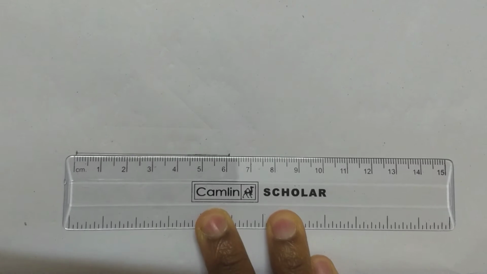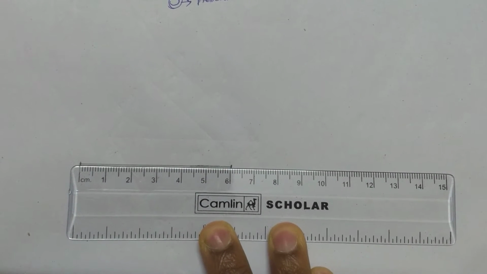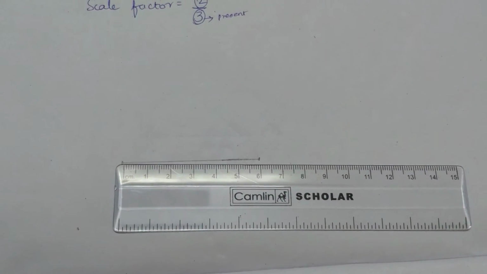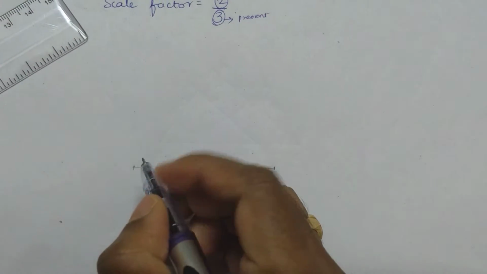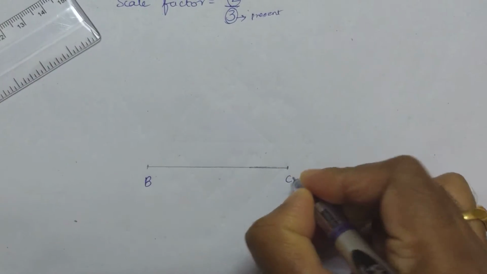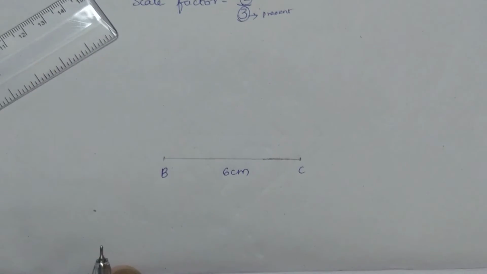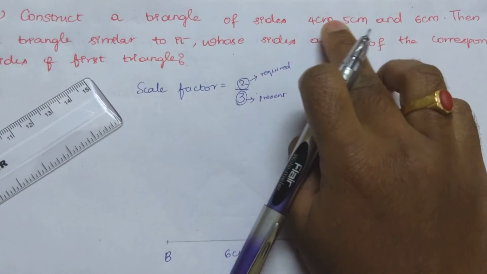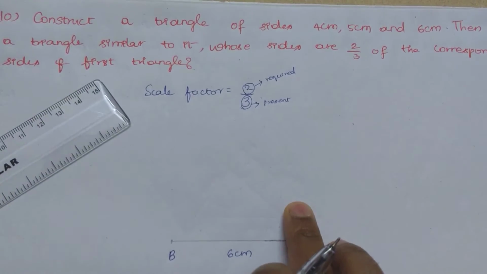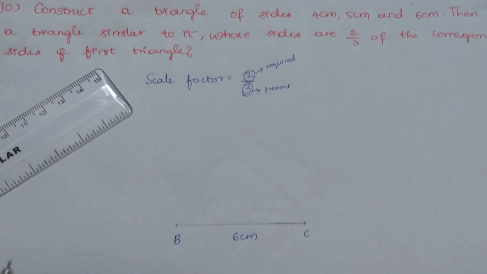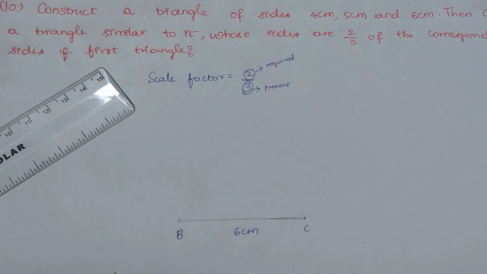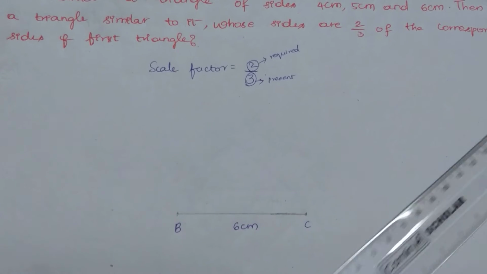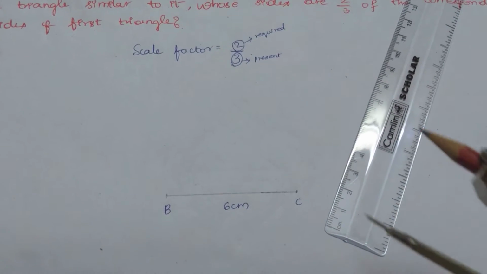See here, the base is 6 centimeters. Clear? I have taken the base as 6 centimeters. Now let me name that base as BC. So BC is 6 centimeters. After that, what do I do? They have told that the remaining two sides are 4 centimeters and 5 centimeters. So in the next step, I will take 5 centimeters measurement on the scale, and from point C I will draw an arc.